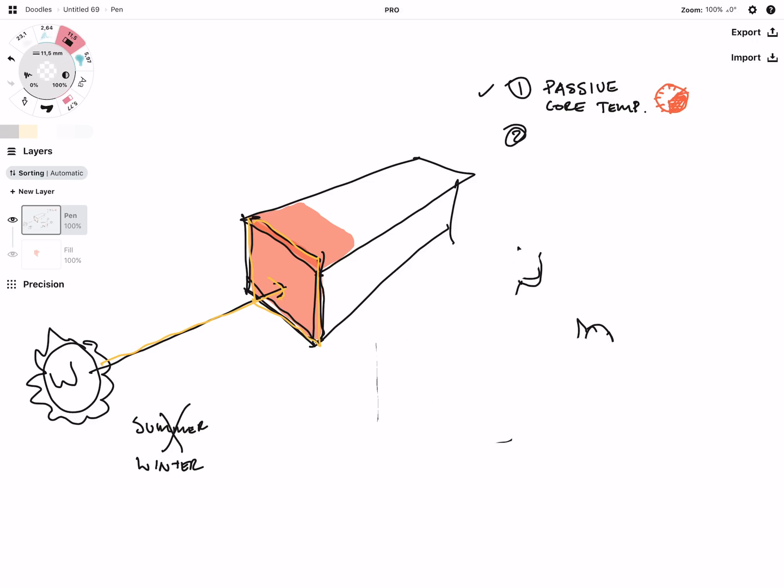Another strategy is, we spoke about, if you captured the heat on the side in some kind of void or box.